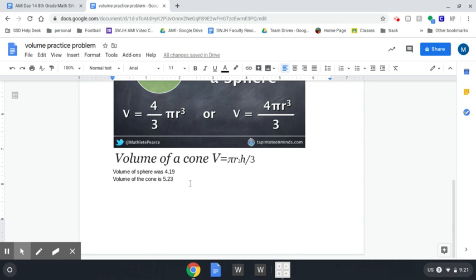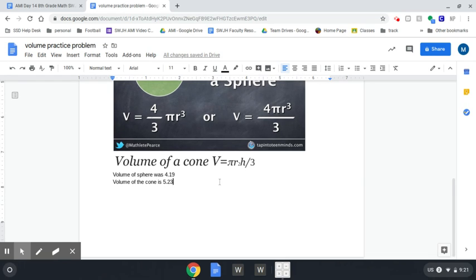So again, that's just a way to show you how to find volume of different shapes using formulas, and then how to compare.